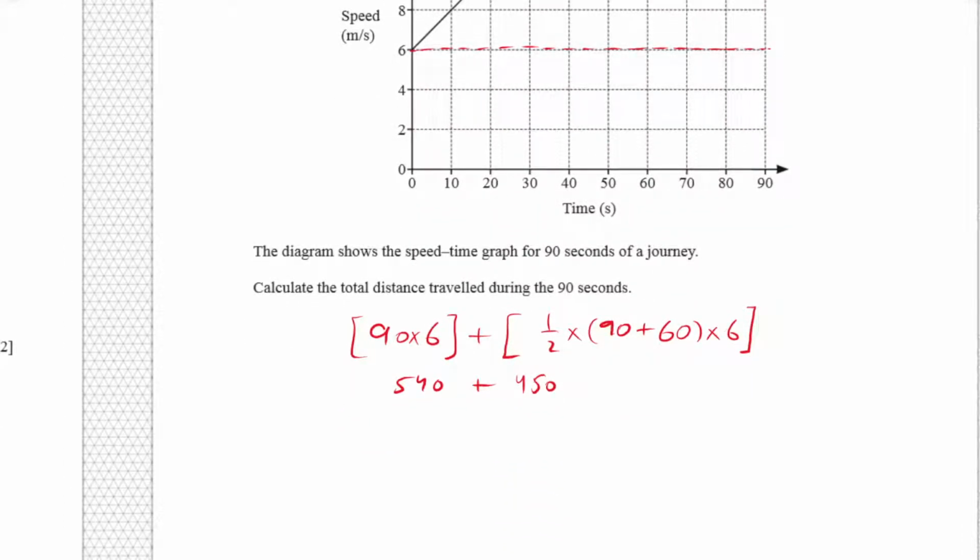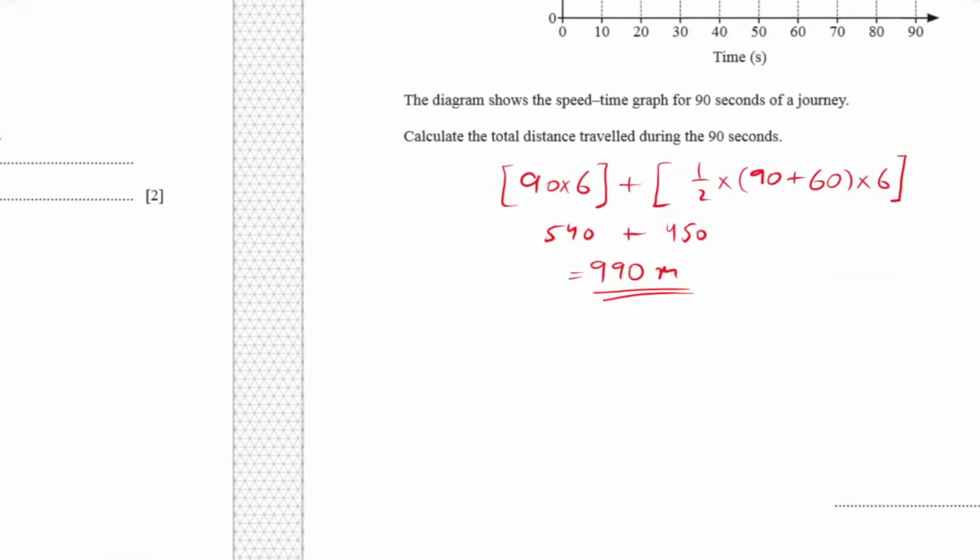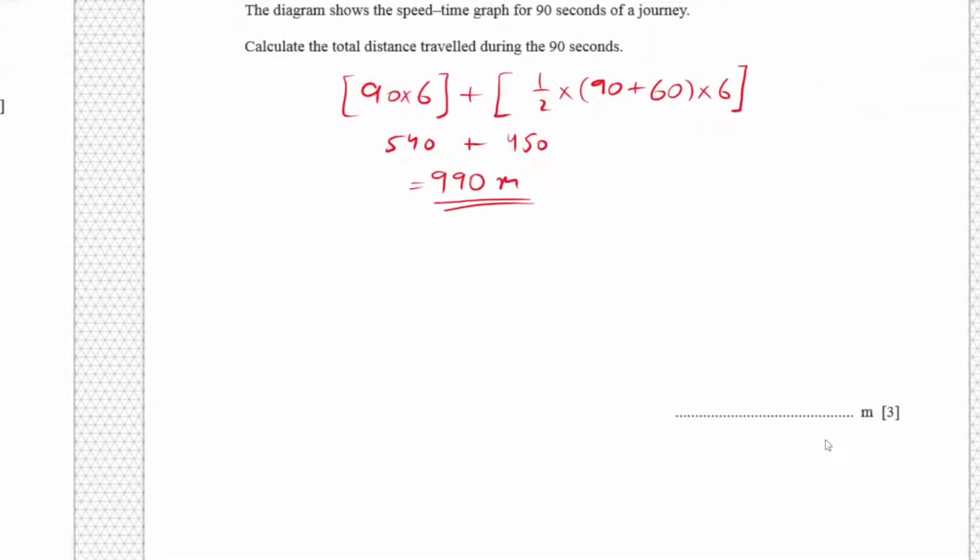540 plus 450 is 990 meters. All right, let's move on to the next one. And let's write here. Never forget to write your answer in the answer column, right?